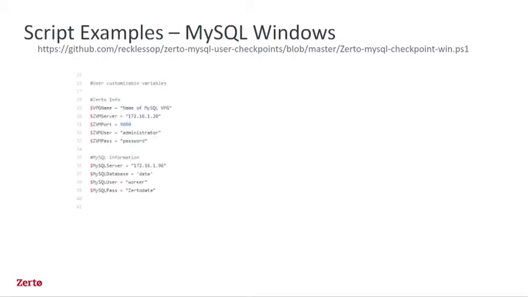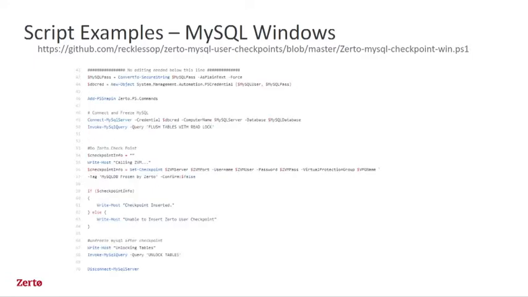We have a variable section in the script. Basically, what I need to know is some information about Zerto. I apologize that it's so small, but basically what I want to know is what's the name of the VPG of the VM that you want to do something to? What is the Zerto manager information? And then what is some database information? How do I talk to the database server? So in this case, it's MySQL. So I give it my IP address, the database, the worker, the username, the password. So I'm going to come over here a little closer.